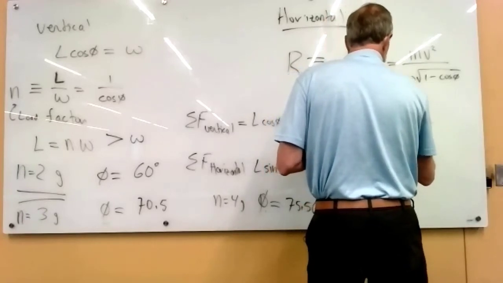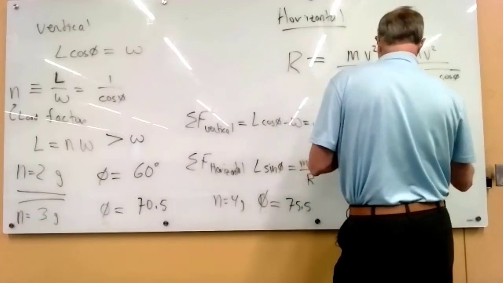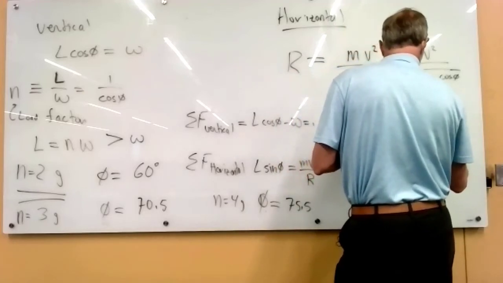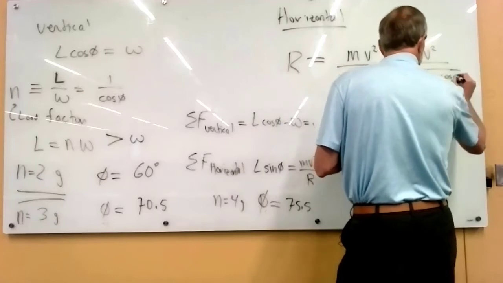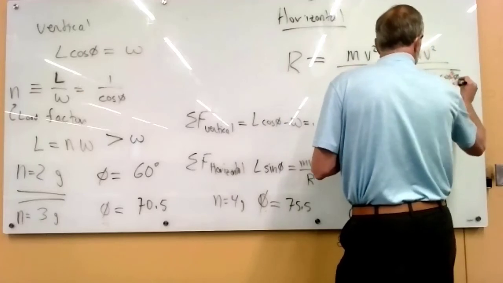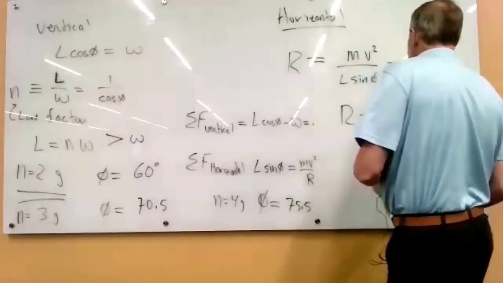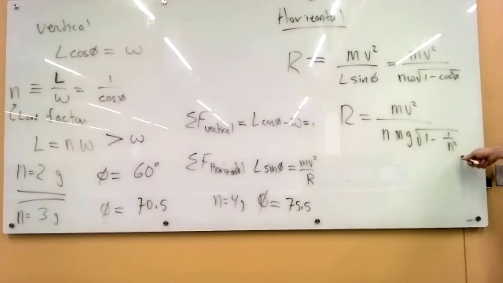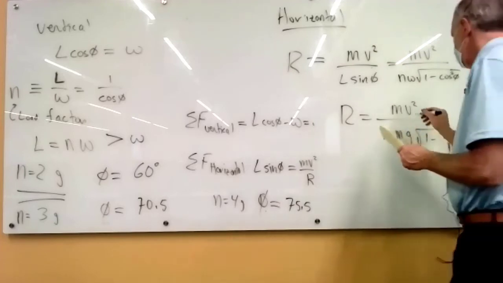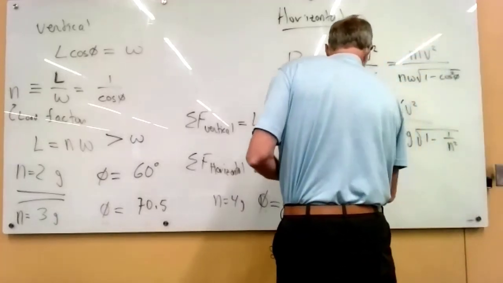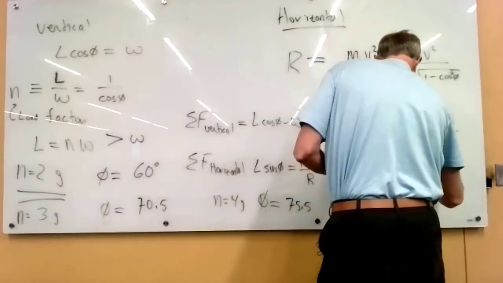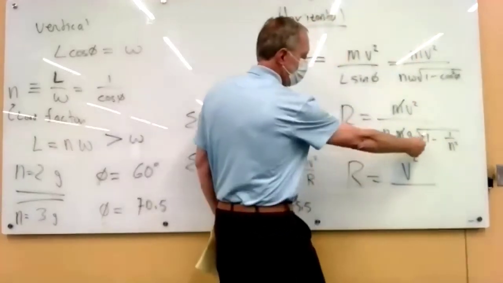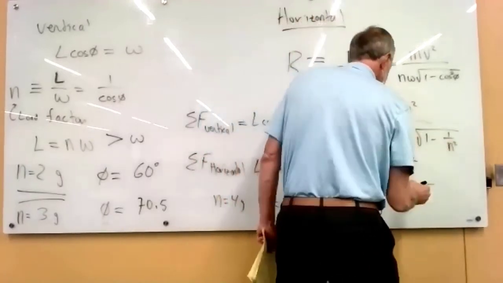The weight is mass times gravity. Oh, this is cosine squared. Right, sine squared is 1 minus cosine squared, or cosine squared plus sine squared equals 1. And so then we can substitute in 1 over n squared, because cosine is 1 over n. The masses cancel out. And we can put the n inside the square root, so we get an n squared and an n squared.